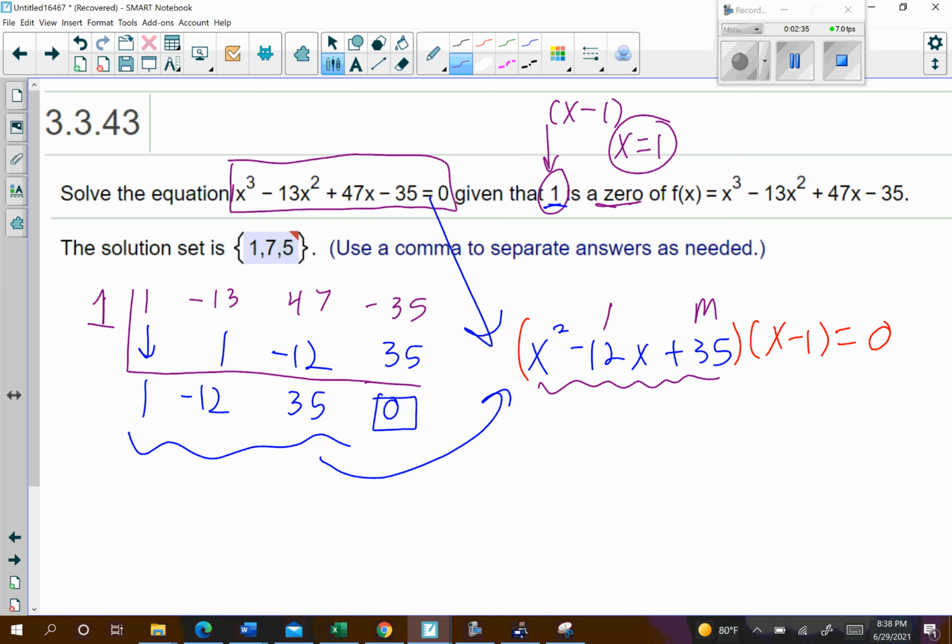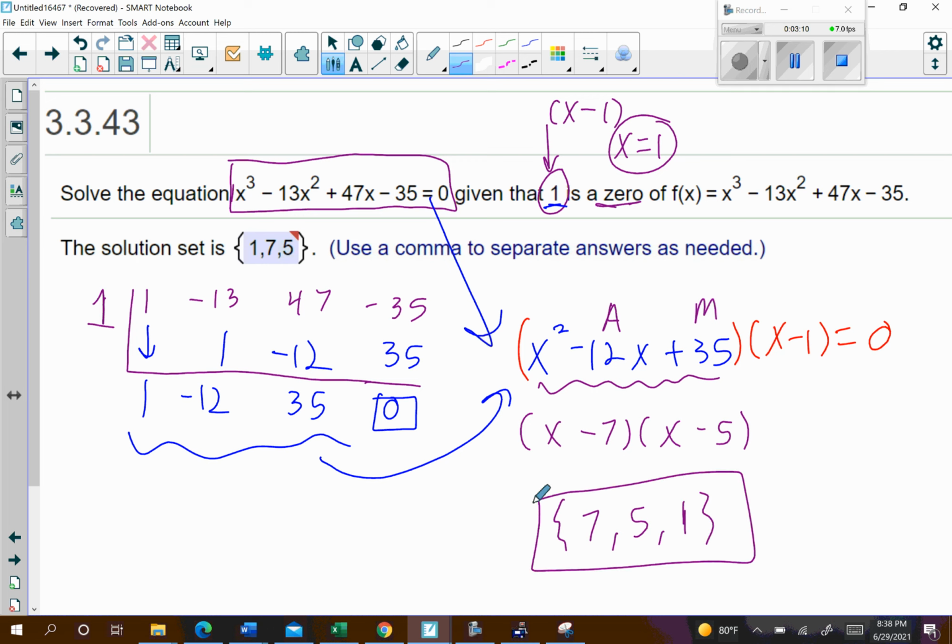So we've got to figure out what multiplies to give us 35, but adds up to negative 12. I believe it's going to be a minus 7 and a minus 5, right? Negatives multiply to give me a positive 35. They add to give me the negative 12 in the middle. So my solution set is 7, 5, and then we don't want to forget about the 1 up there, that one was actually given to us. And so that's what we do.